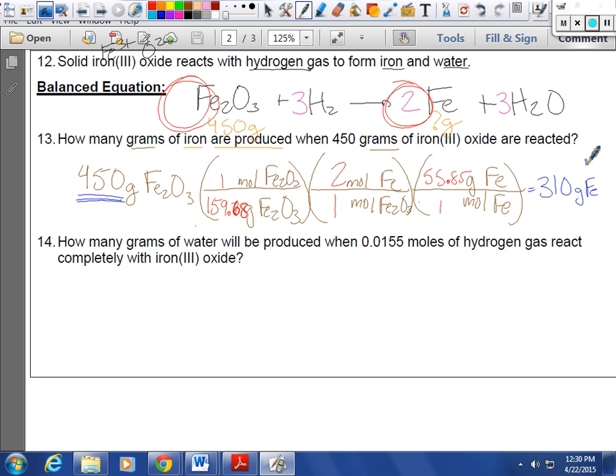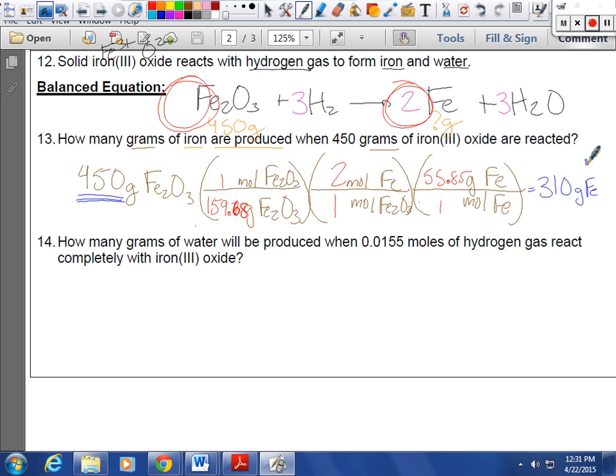Yes, ma'am. What do you mean by little off? You didn't go to 2 sig figs. Yeah, I mean, I'll give you plus or minus 1. Does that make sense? Okay.